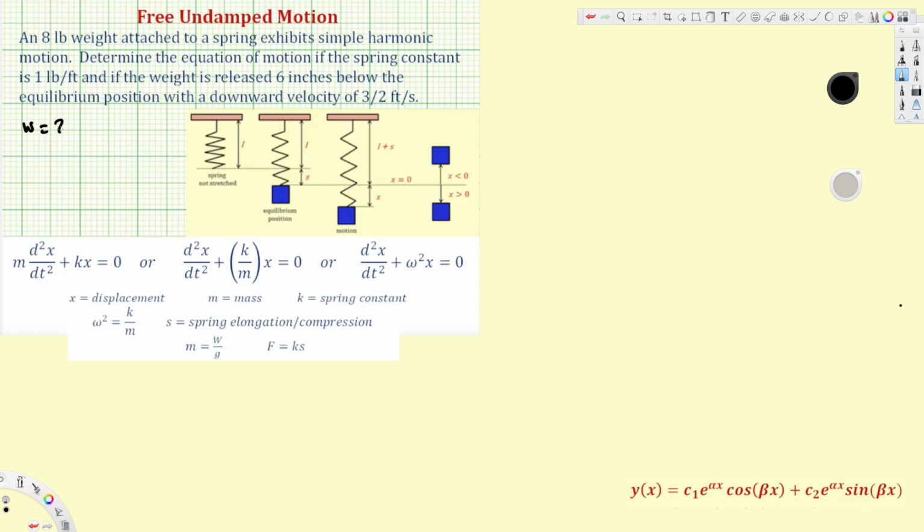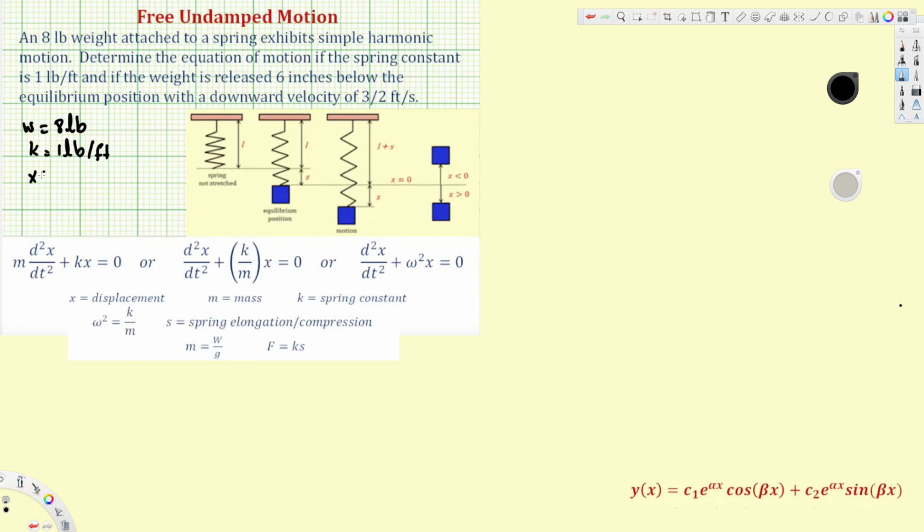Weight is equal to 8 pounds, and the question is asking to determine the equation of the motion if the spring constant is 1 pound per foot. So we know that the k value is equal to 1 pound per foot, and the weight is released 6 inches below the equilibrium position with a downward velocity of 3/2 feet per second. Now 6 inches below, if it's from above the equilibrium, that's going to be negative. If it's released from below the equilibrium, that's going to be positive.